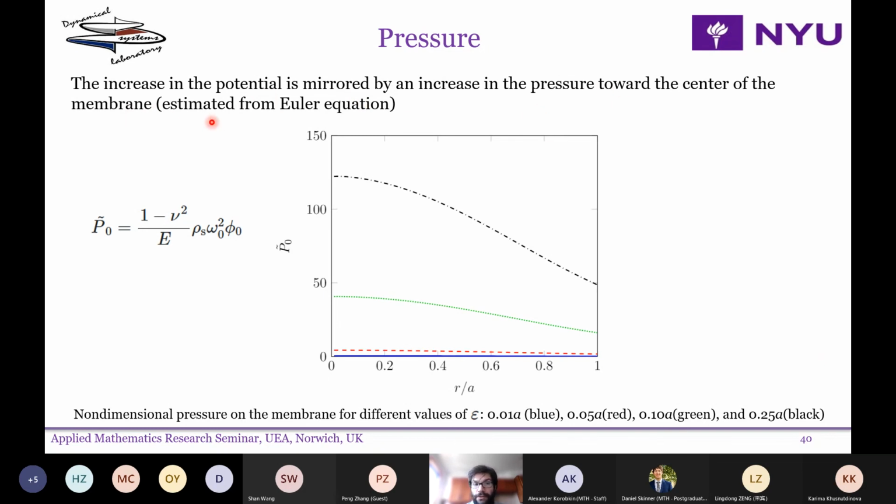And this is also mirrored by an increase in the pressure toward the center of the membrane. So we can find the pressure from the Euler equation for the fluid. And we are plotting now just a non-dimensional pressure. And you see that going from the small pre-deformations, which are here at the bottom, increasing the pre-deformation increases the pressure toward the center of the membrane, but also along the membrane.